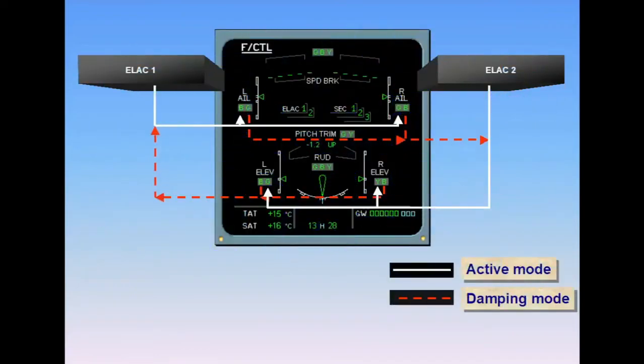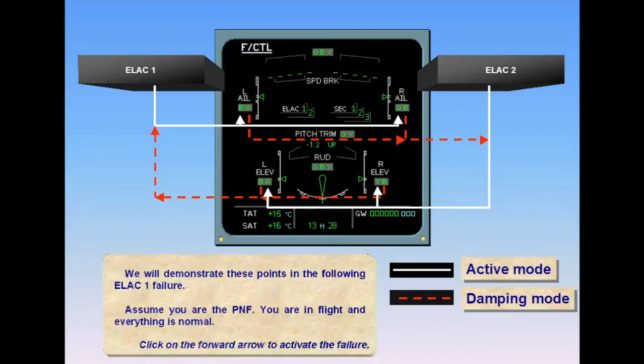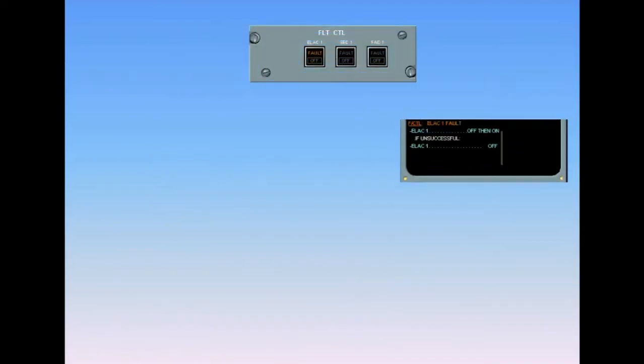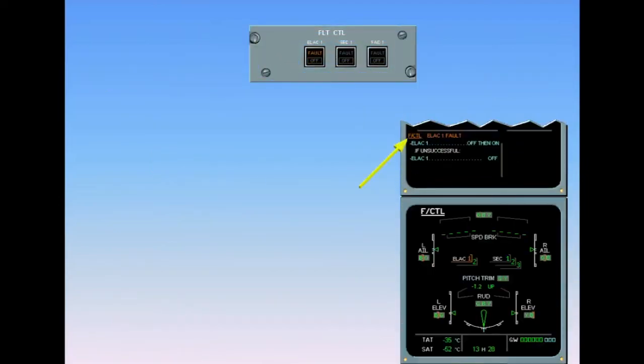We will demonstrate these points in the following ELAC-1 failure. Assume you are the pilot not flying. You are in flight and everything is normal. Click on the forward arrow to activate the failure. On the engine warning display, read the title of the failure.